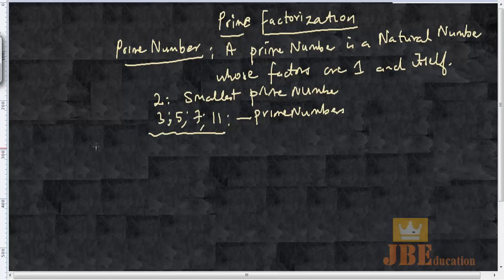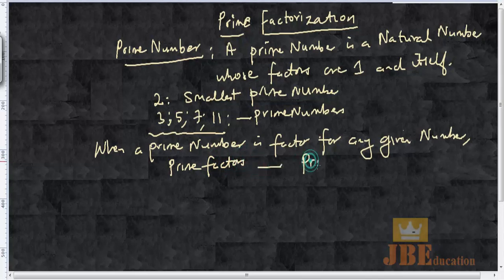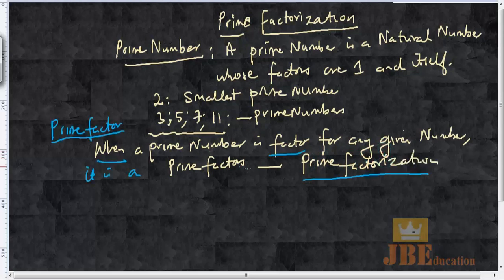Now when a prime number is a factor for any given number, then we have a new term, what is called prime factors. Okay, we call them prime factors, and the technique that is used is called prime factorization.